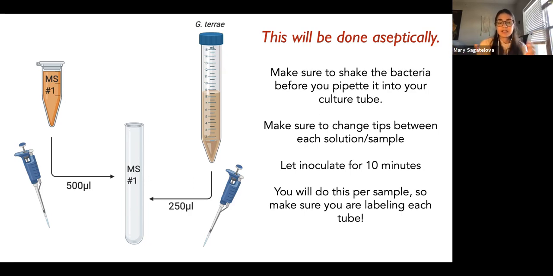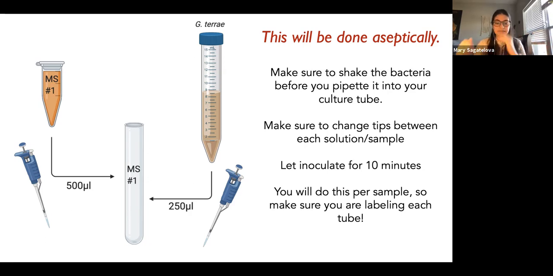So you're going to be adding that to your culture tube, just a quick pipette up and down or a quick little swirl to mix it up a bit. And then you're going to leave that alone for 10 minutes. This is your inoculation step. What happens here is you're essentially giving it 10 minutes for the phages to attach to your bacteria.